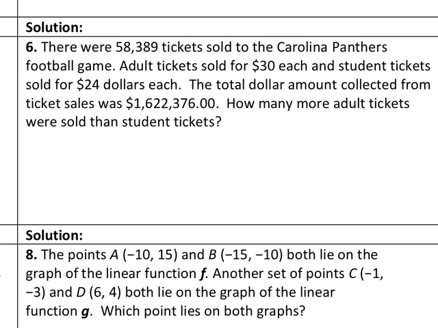Alright, there were this many tickets sold to a Carolina Panthers football game. Adult tickets sold for $30 each, and student tickets were sold for $24 each. The total dollar amount collected from the ticket sales was this much. How many more adult tickets were sold than student tickets?